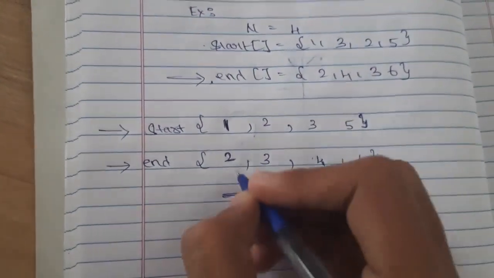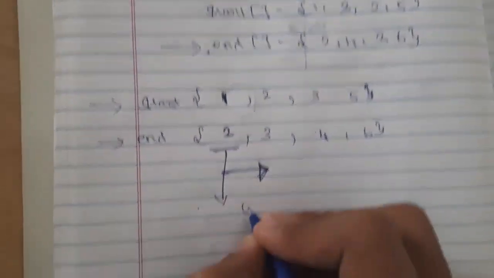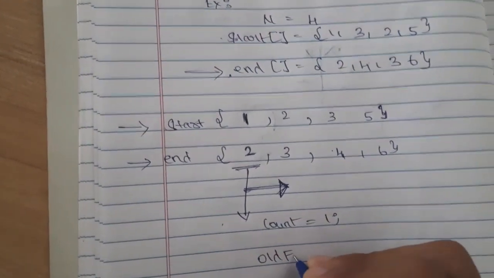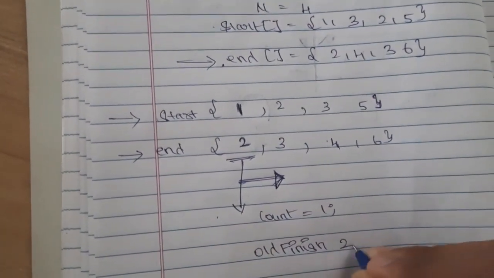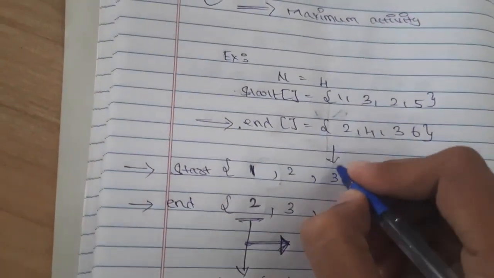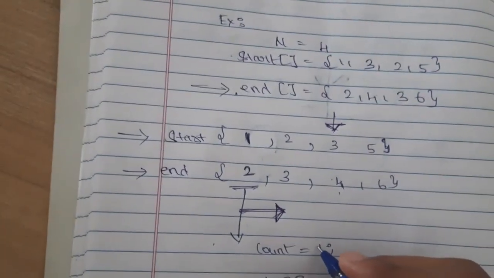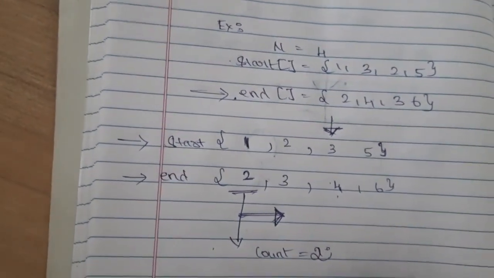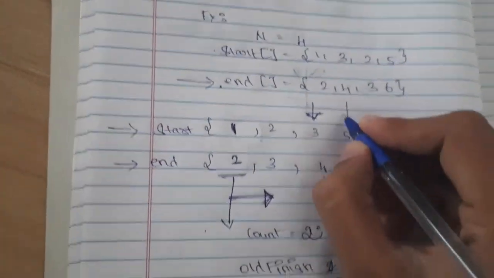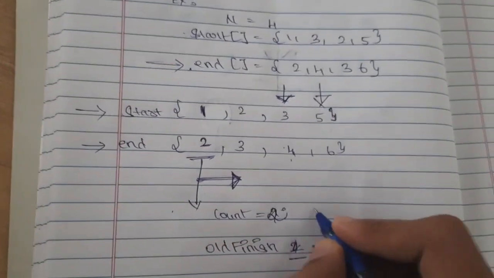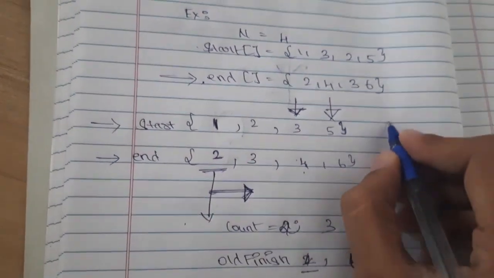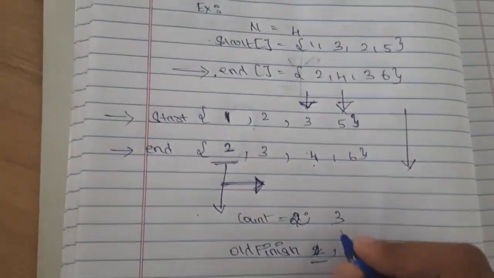So basically the first activity will be counted. So count will be 1 at initial stage. So the old finish will be 2. So we have to find a start whose starting date is greater than 2. So this activity starting date is greater than 2. So the count will be incremented to 2 and the old finish will become 4. And we have to find a new starting date whose value is greater than the old finish. So this activity will be considered. So the count becomes 3 and the old finish will become 6. So we have to go on until we reach the end of the activities, and we have to return this count.